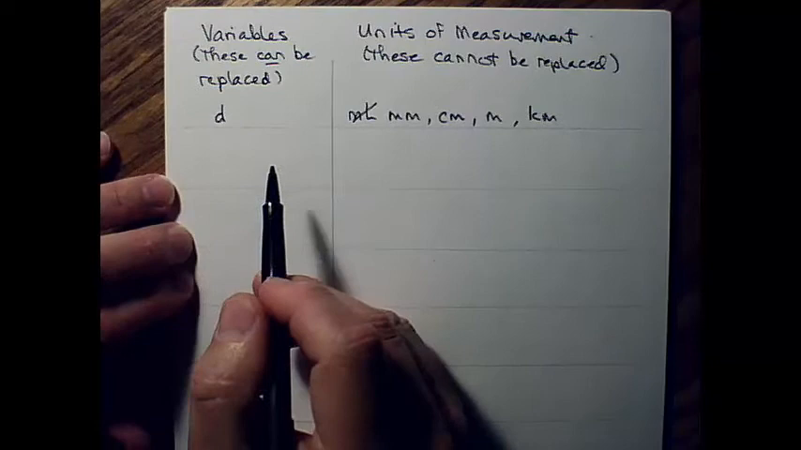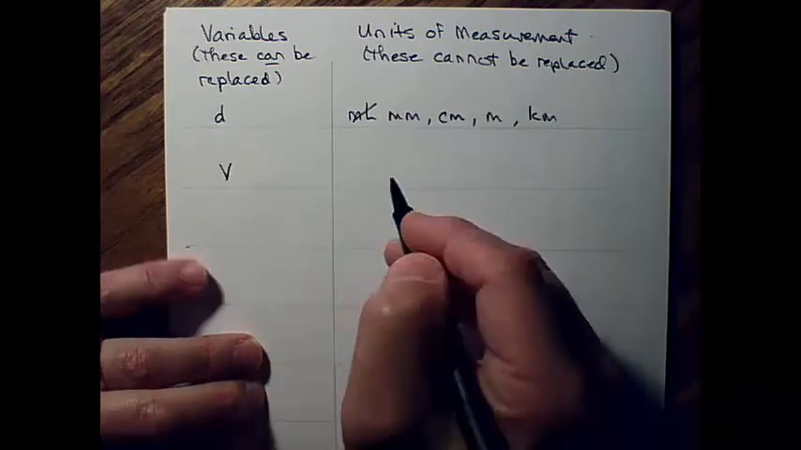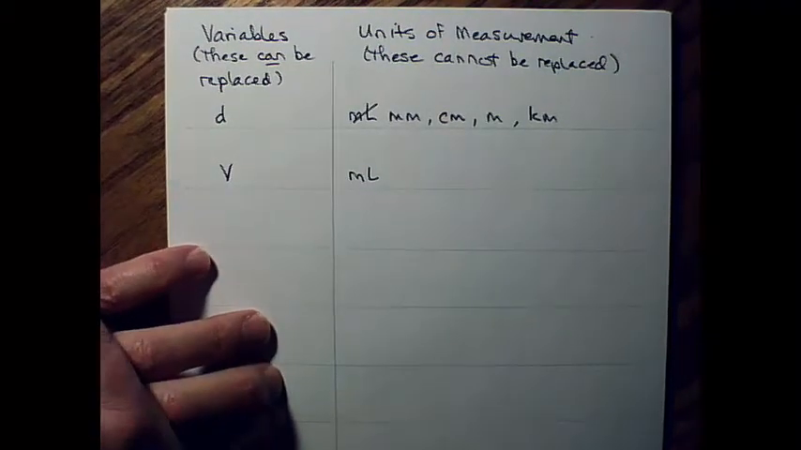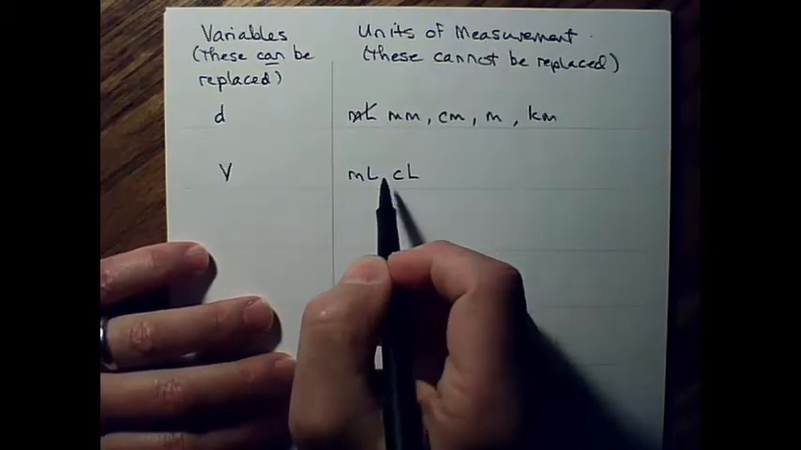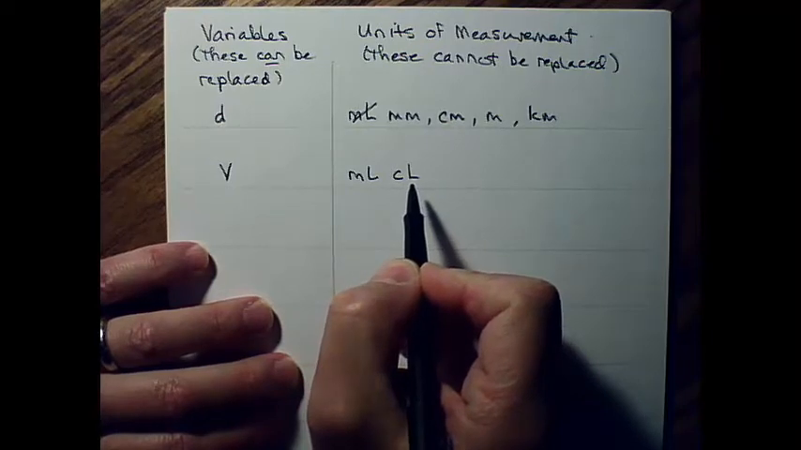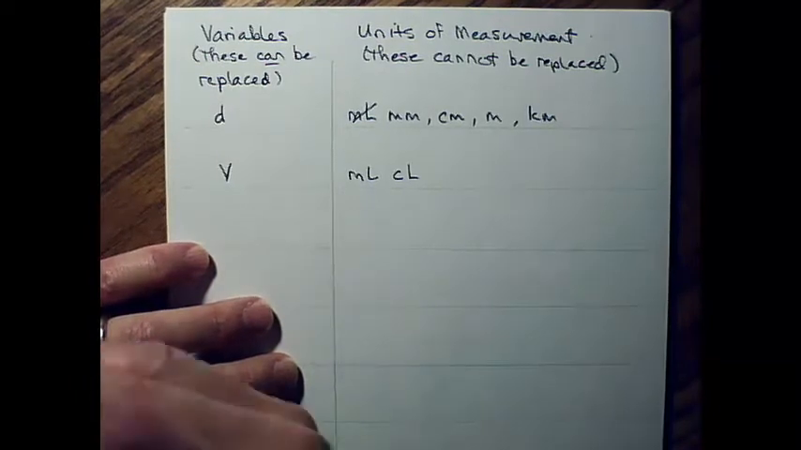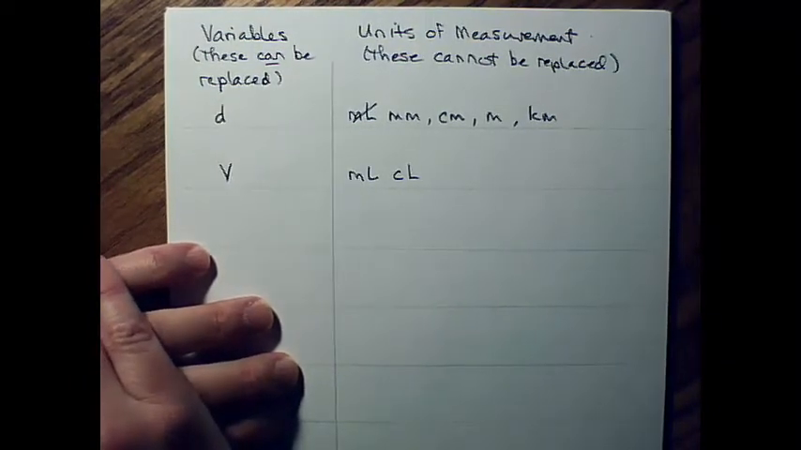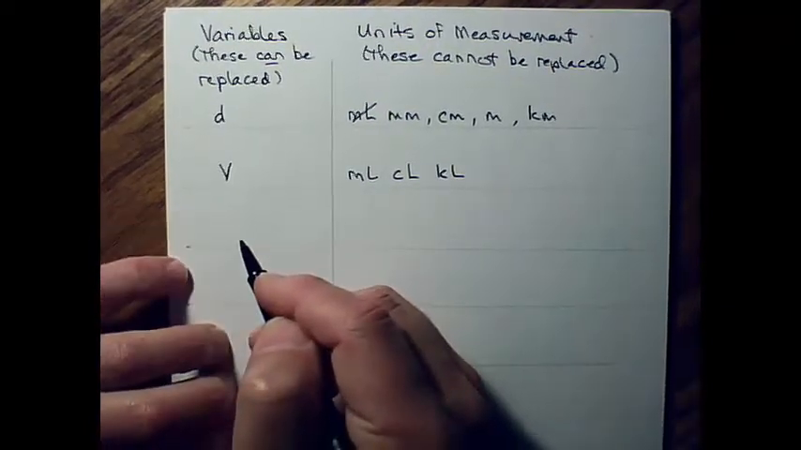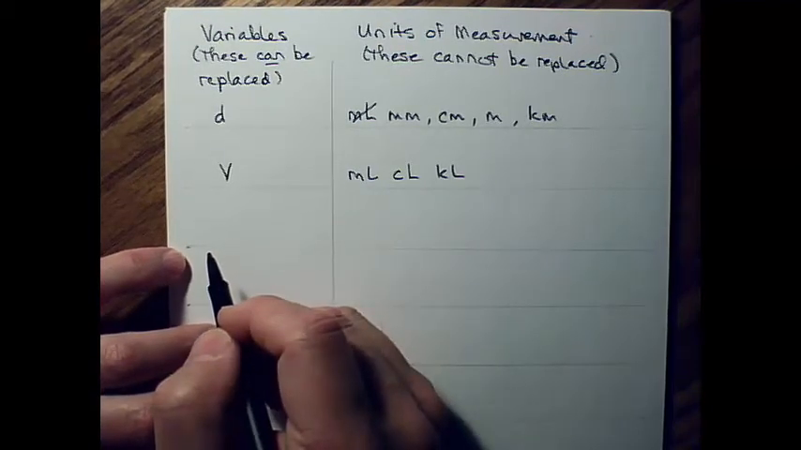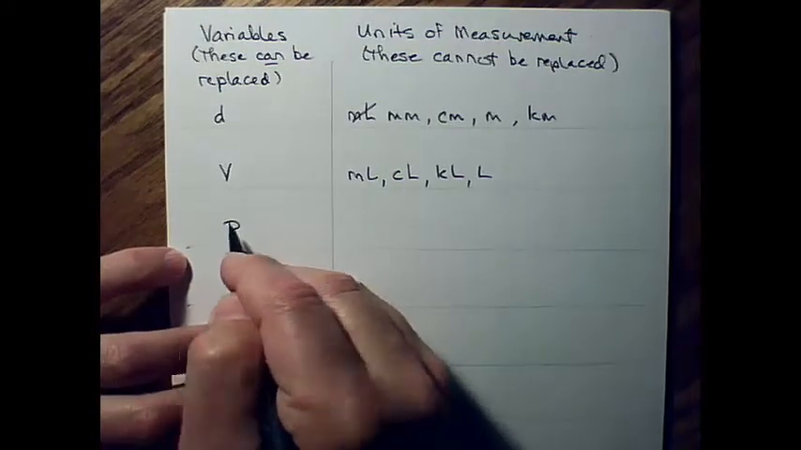How about if we're measuring volume? What units of measurement do we use for measuring volume? Milliliters is one. Sure. Any appropriate prefix in front of liter will give you a unit in the metric system for volume. So milliliters, centiliters, kiloliters. Liters. Yeah, there you go. Lots of those.